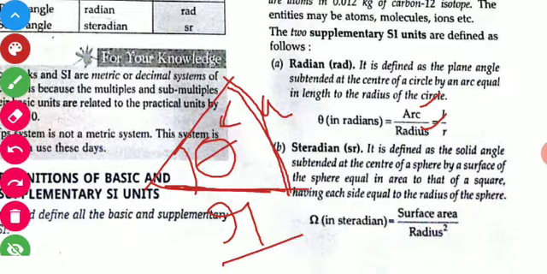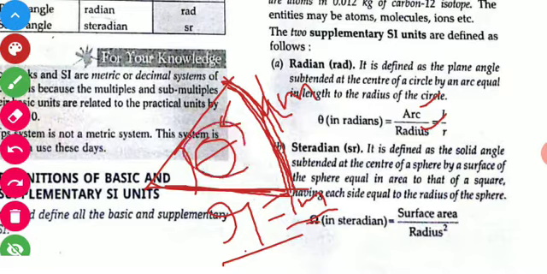Now students, basically we can define the radian based upon radius and arc. Suppose this is an arc having length 1 meter and this is the radius having length 1 meter, then the angle subtended by an arc of length 1 meter in a circle having radius 1 meter will be 1 radian. So students, it is defined as the plane angle subtended.